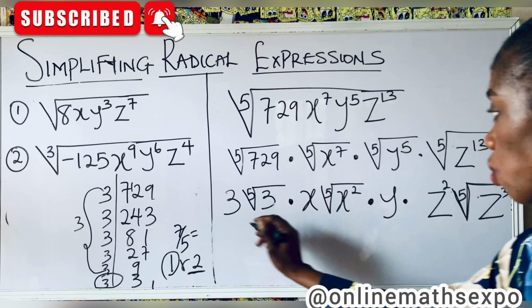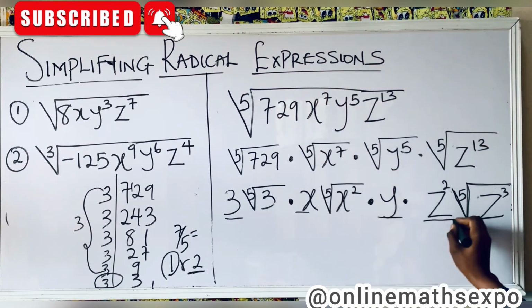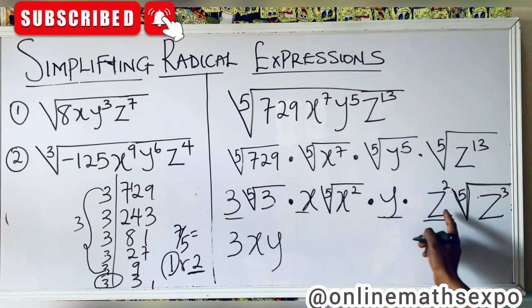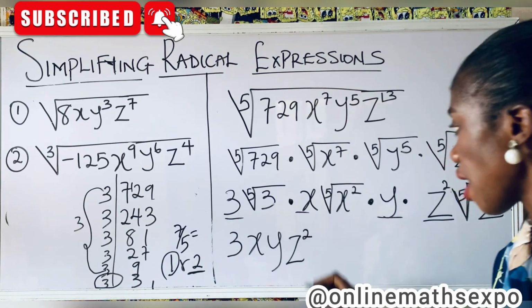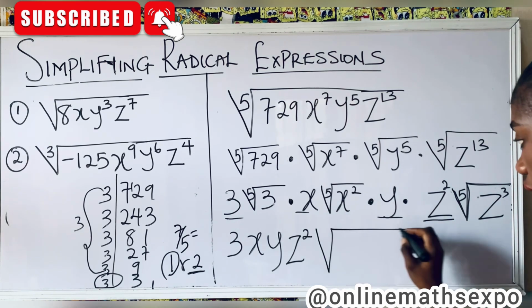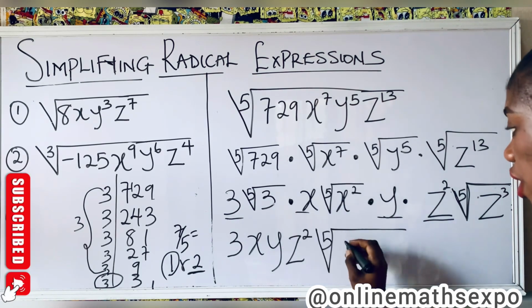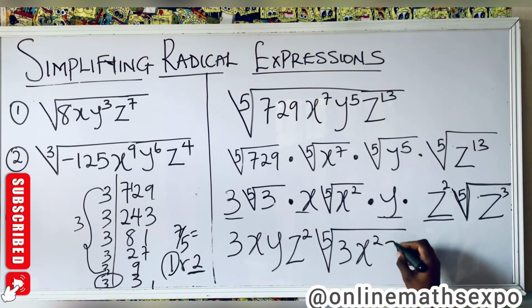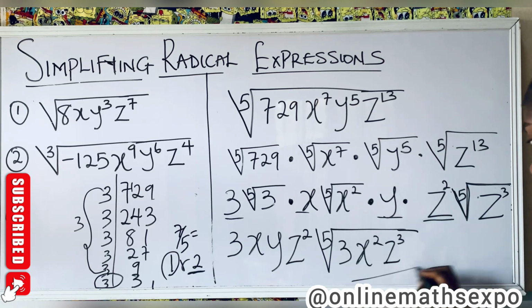So at this point, you can now simplify. To have these ones outside, you bring them together to have 3x y z squared. Then these ones in the root will be brought together as the 5th root of 3 x squared and z cubed. And this is your answer.